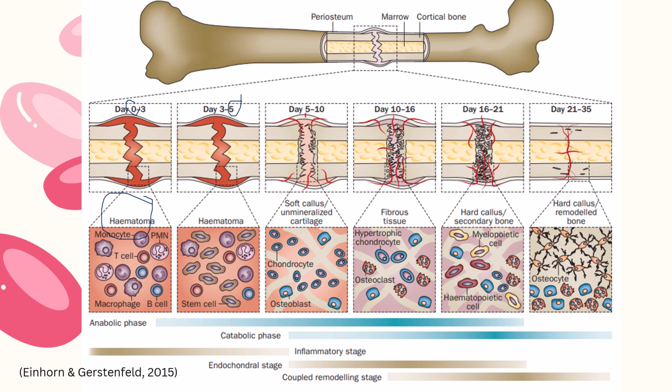The second phase is soft callus formation. Phagocytosis of necrotic tissue occurs, and the gap between the fracture sites is closed through the formation of fibrocartilage callus. This is the soft callus and fibrous tissues.